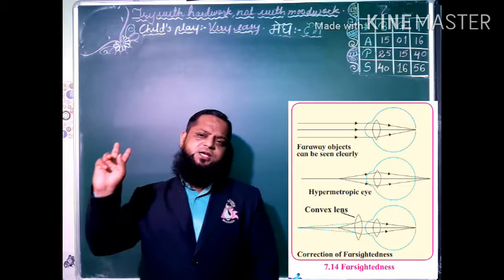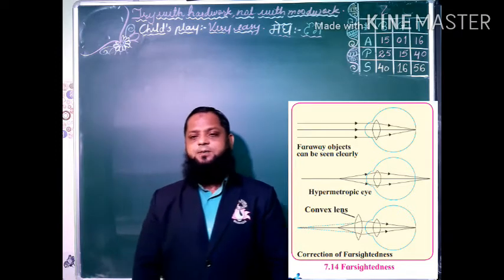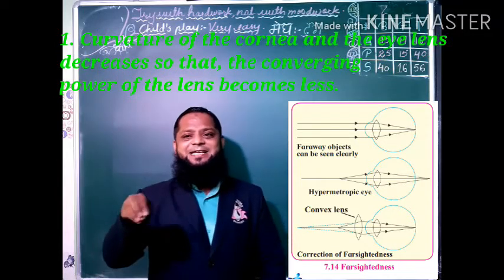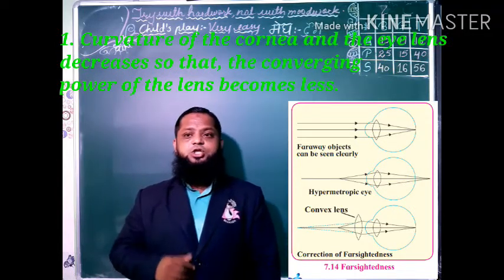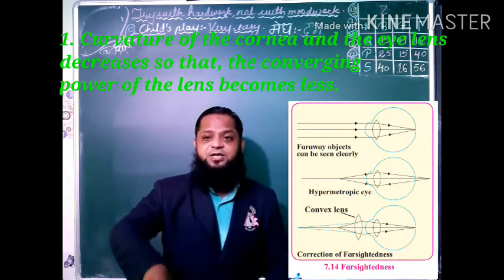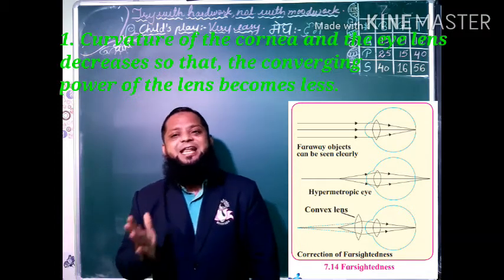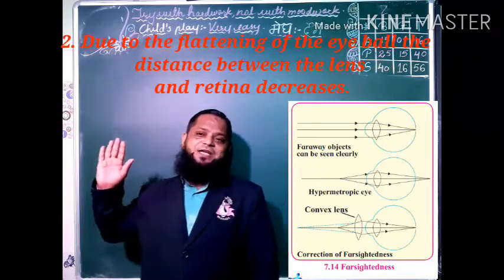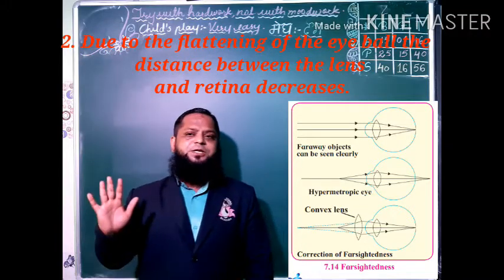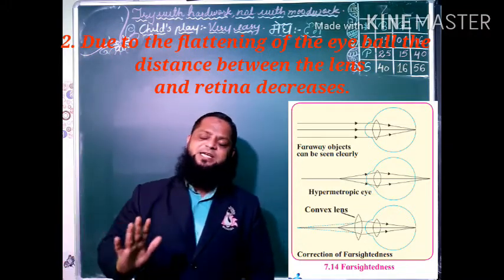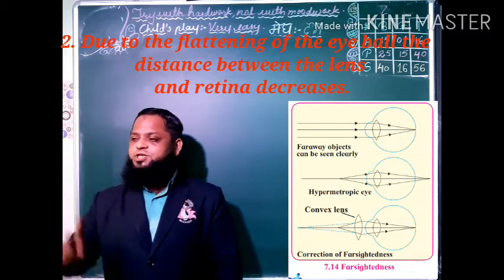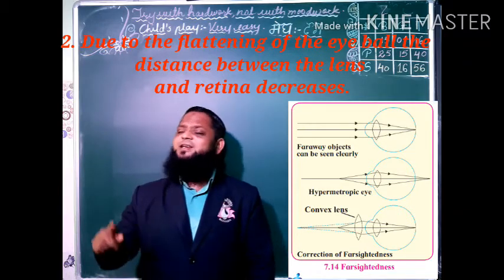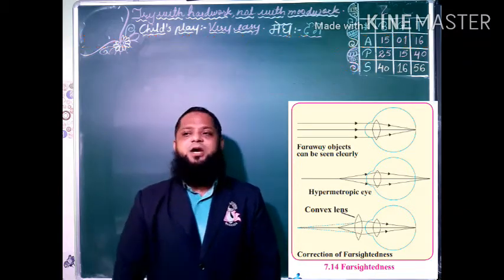There are two reasons for hypermetropia. Number one, the curvature of the cornea and the eye lens decreases so that the converging power of the lens becomes less. Second reason, due to the flattening of the eyeball, the distance between the lens and the retina decreases. So these are the two reasons. Due to that, there will be hypermetropia.